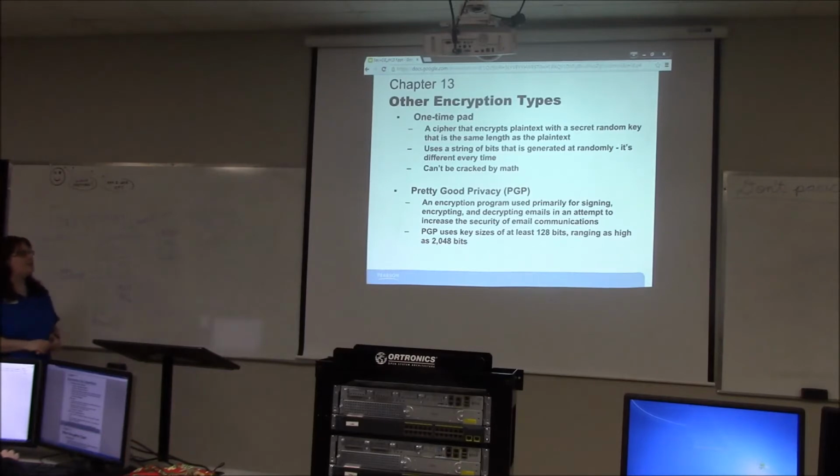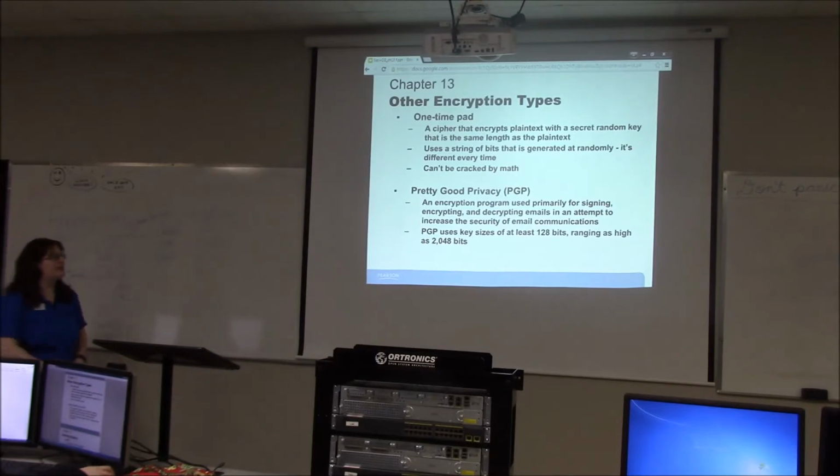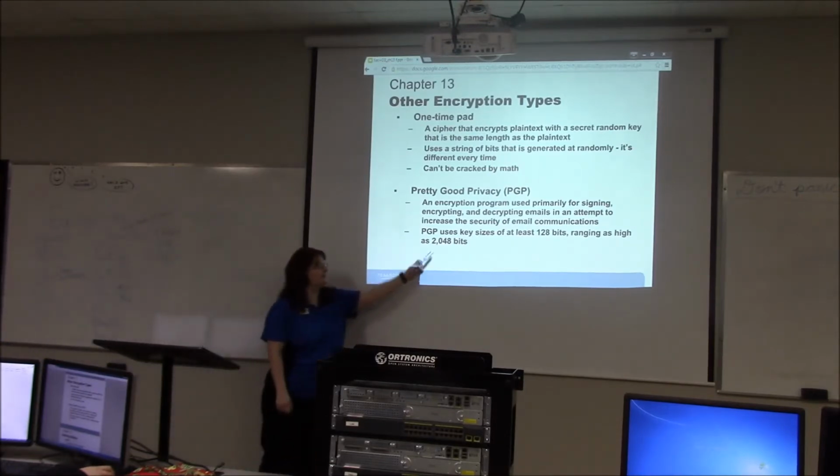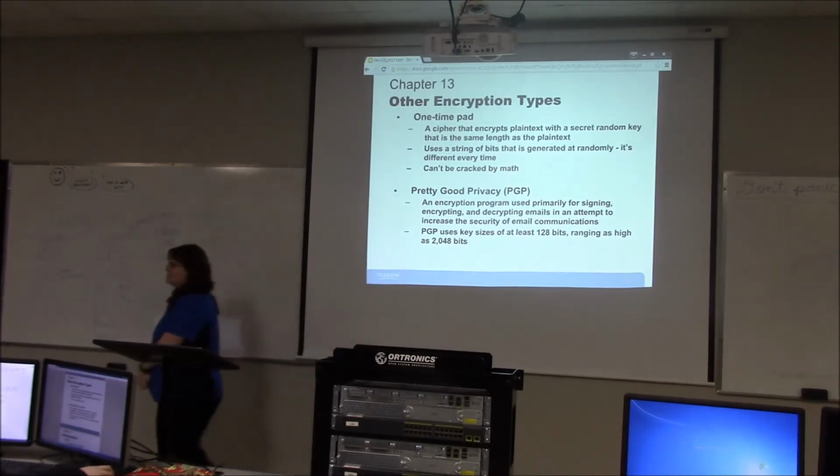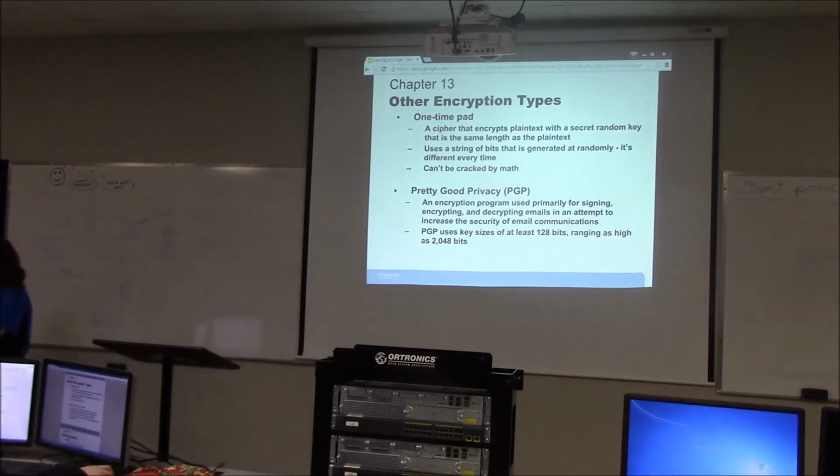PGP, pretty good privacy, is used for emails. That's what PGP is used for, so remember PGP and emails. It uses a varying number of key bits as high as 2,000 bits. That's a lot. That's a big key, so that's going to be very, very secure, right? So PGP is only used for emails.